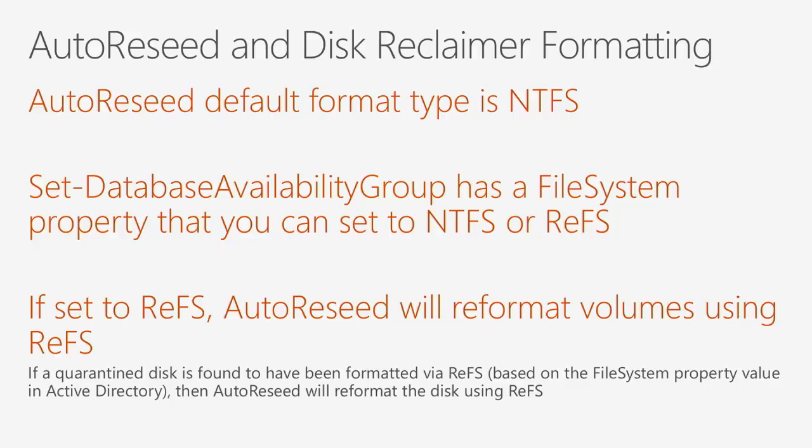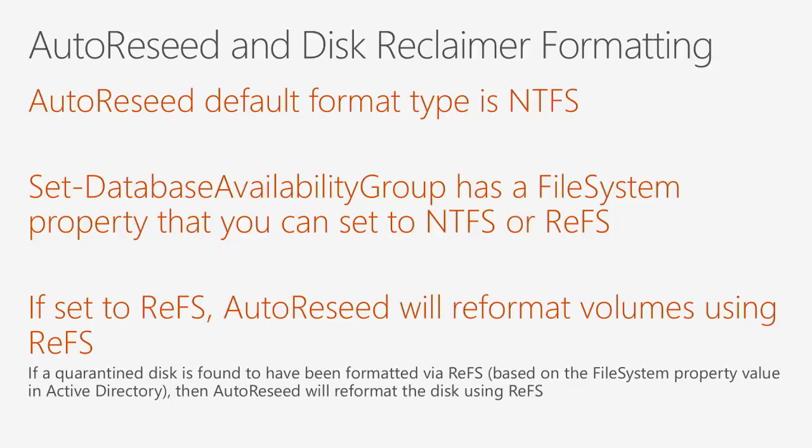Now, if it finds a disk that is already formatted in quarantine, it will reformat it using the same file system that that disk has. So if the disk is ReFS, auto-reseed will format ReFS. If it's NTFS, it'll do that instead. But you can actually configure at the DAG level a property so that you can set auto-reseed to format to ReFS, even if you are moving away from NTFS.